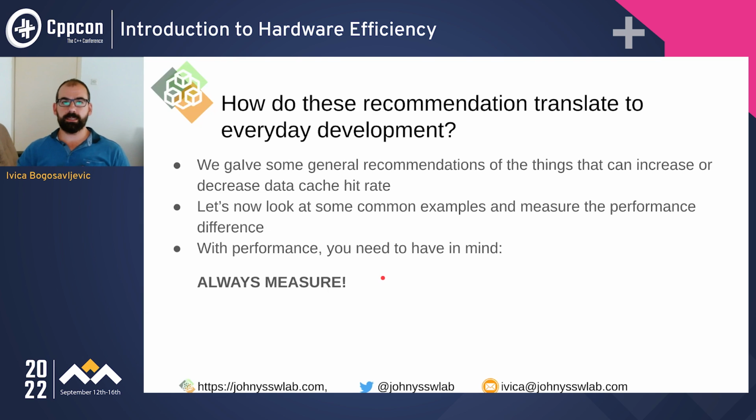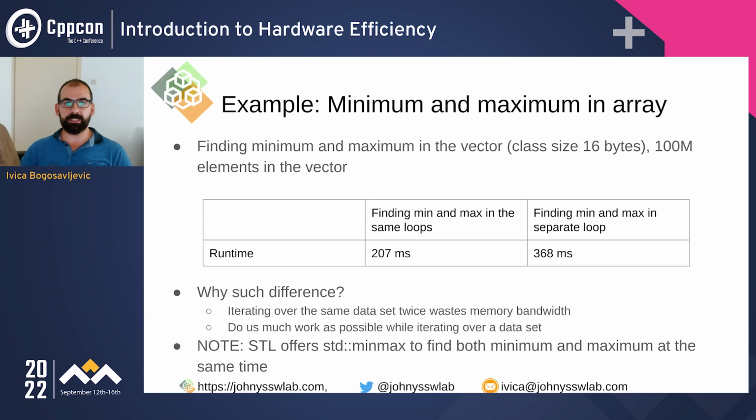Now, the question is, how do these recommendations translate to everyday development? So we give some general recommendations on how to increase or decrease the data cache hit rate. We give some common examples of measured performance difference. When you're debugging your code and trying to make it faster, you always need to measure. Eventually you can make a lot of assumptions and some of them will turn out wrong. So you always need to measure. The first example here is minimum and maximum in an array.